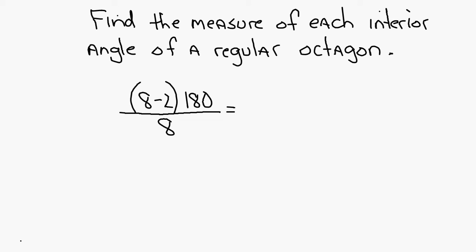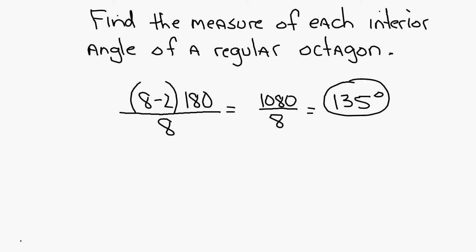Okay? So in the numerator, you would have 6 times 180 equals 1,080 divided by 8, and that would be equal to 135 degrees. So each angle inside of a regular octagon measures 135 degrees. So you divide it by 8 because there's 8 sides, right? Divided by 8 because there's 8 sides, and they asked for each angle measure.